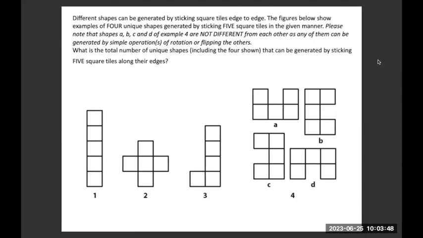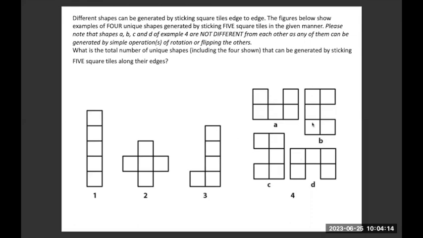Okay. Yes, I will explain it again, Kavya. You are given these 5 tiles and you have to generate different unique shapes which can be generated using the 5 tiles. So these are the 4 options of the unique shapes which can be generated using the 5 tiles. One is a linear, one is a cross, one is an L, and one is a C.